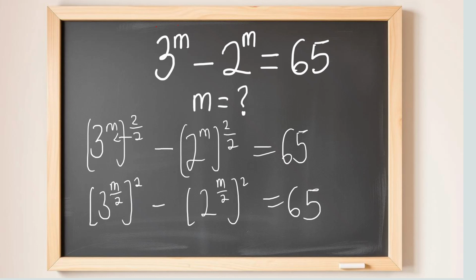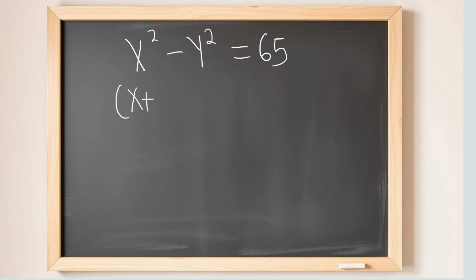Now, what I'm going to do right here is let 3 to the power of m over 2 be equal to x, and let 2 to the power of m over 2 be equal to y. So here we're going to have x squared minus y squared equals 65. From here, I can use what is called the difference of two squares. So here I'm going to have x plus y and x minus y equals 65.